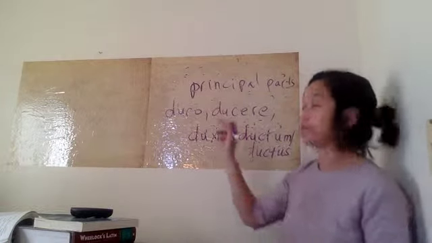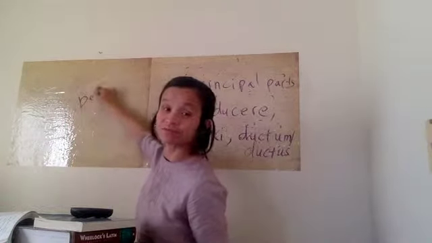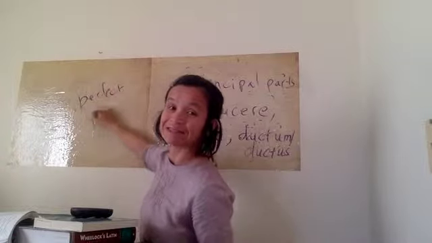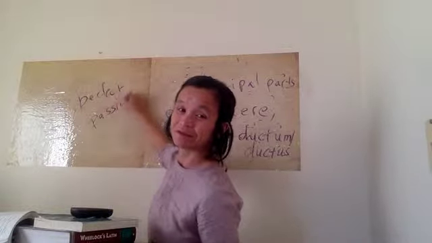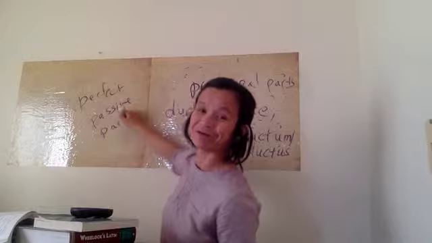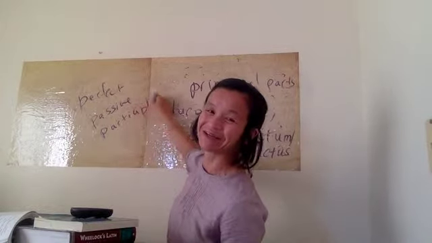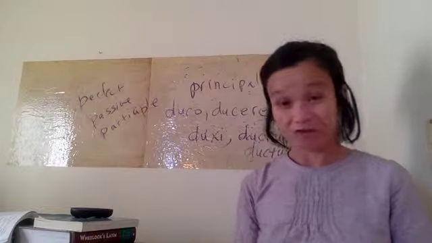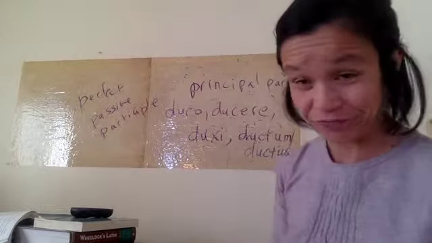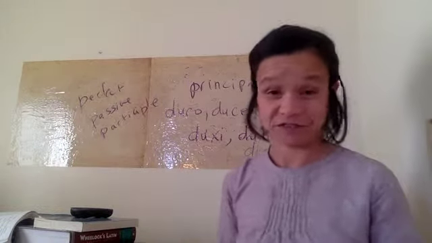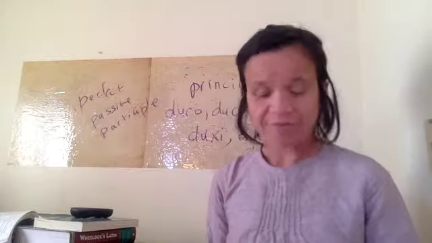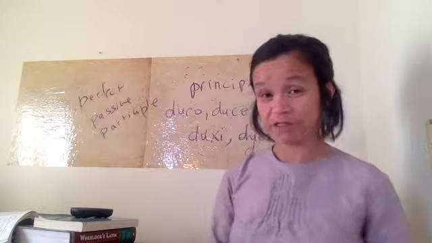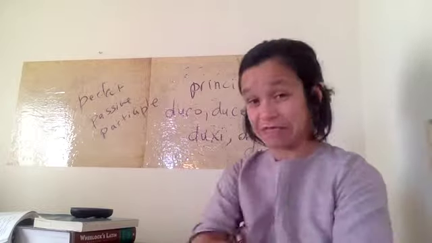This is something called the perfect passive participle, and I am writing it in purple. That was not intentional. Perfect passive participle. A participle is a verb that's used as an adjective. Perfect indicates that it's in a certain tense, the past tense. Passive indicates something that we call voice, whether a verb is active or passive.